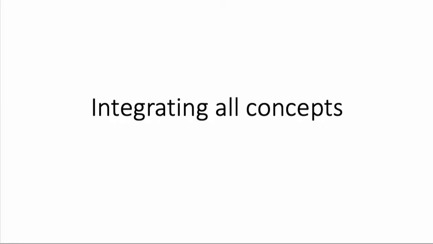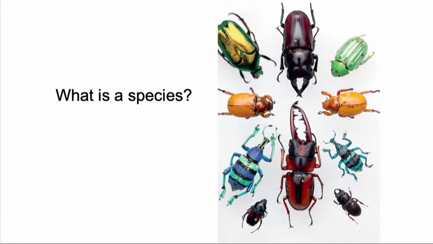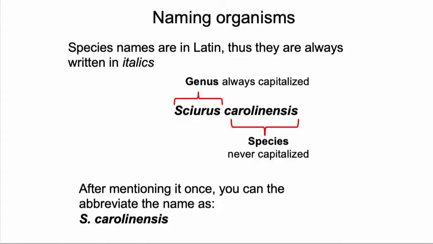Here we're going to integrate all the concepts that we've learned all this semester and maybe just add a few more things. First, we're going to start with what is a species, or what do we call species? And let's see how we name species. Species names have two parts.